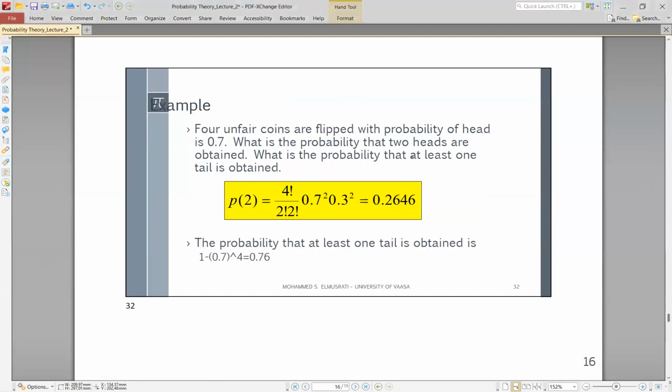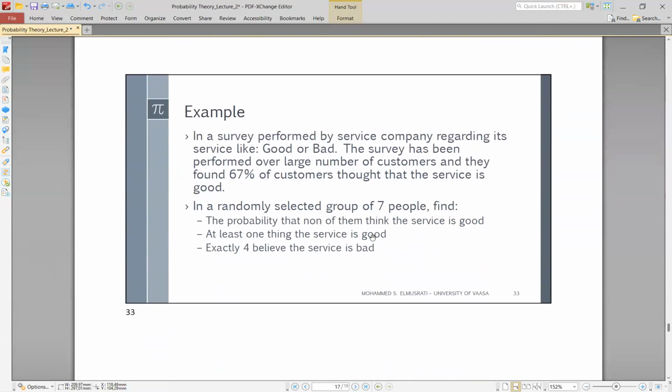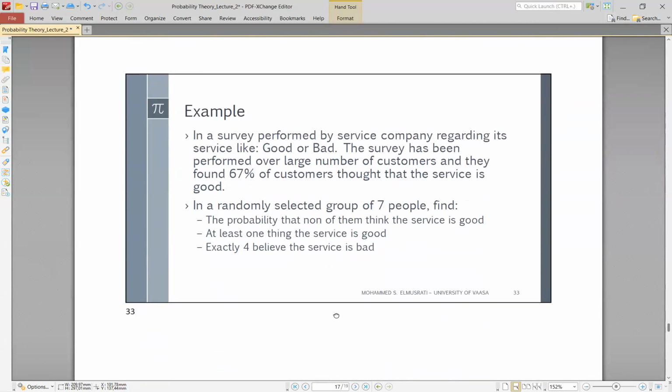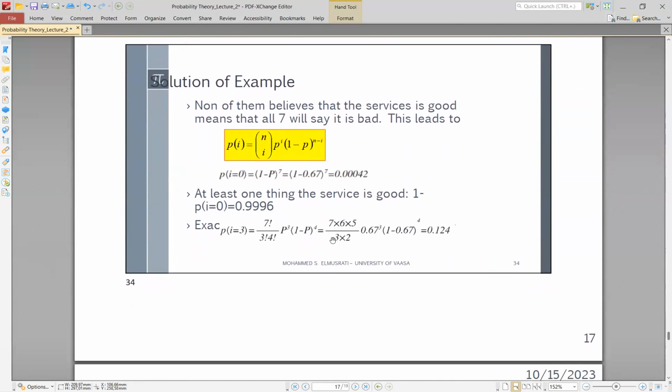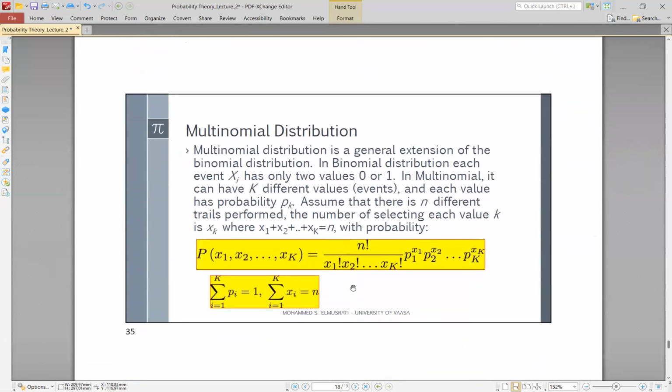Actually, the time is running out, so we are already done with time. Here you can find some examples, so please try them. A simple example is like the football example that we did. There's another example here. Several examples that I put so you can apply this binomial distribution.